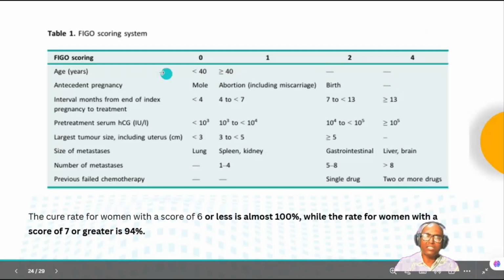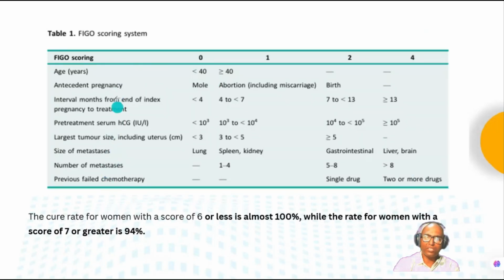These are the points on which this scoring system is based, such as age, antecedent pregnancy, interval months from the end of the index pregnancy to the treatment, then pre-treatment serum beta hCG, largest tumor size including the uterus, size of the metastasis, number of the metastasis, and previous failed chemotherapy. And please remember the scoring. It is 0, 1, 2, and 4. There is no 3 score here. 0, 1, 2, and 4.